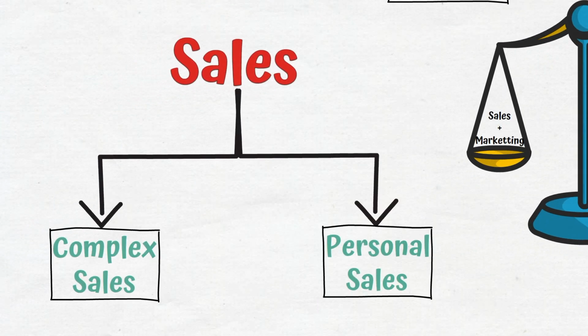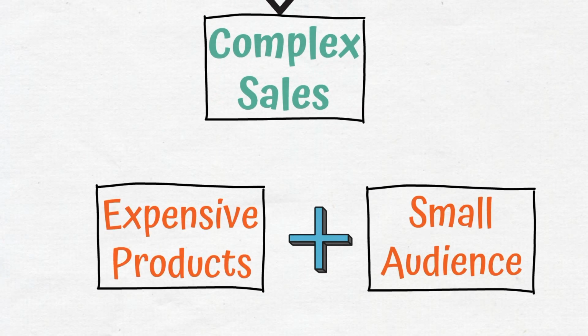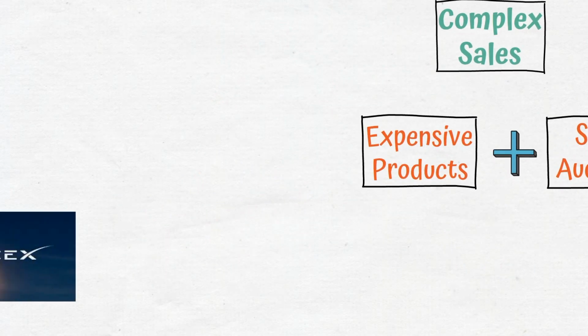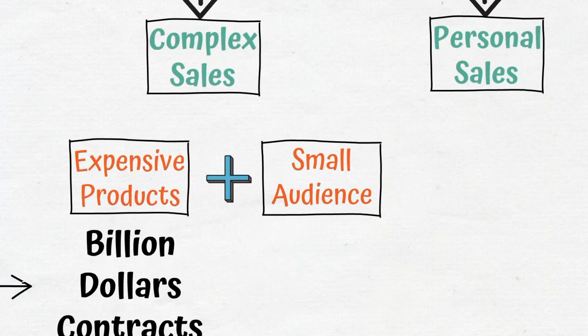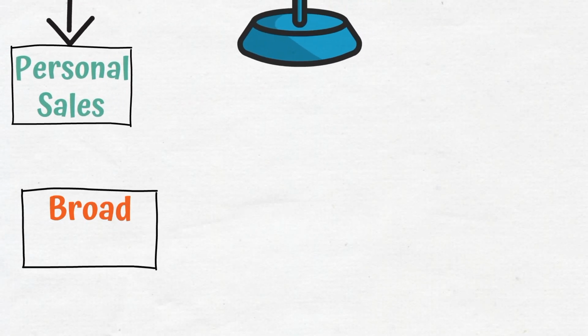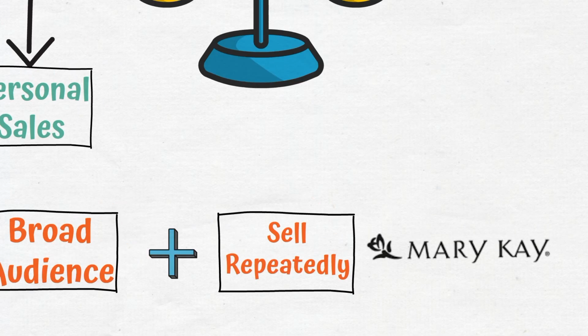Sales can be complex or personal. Complex sales involve expensive products and a narrow audience. For example, SpaceX's success in securing billion-dollar contracts involved overcoming significant political and logistical hurdles. While in personal sales, the audience is broader. The goal is to sell repeatedly by building relationships. Mary Kay, a well-known cosmetic company, uses independent beauty consultants to sell products directly to customers.